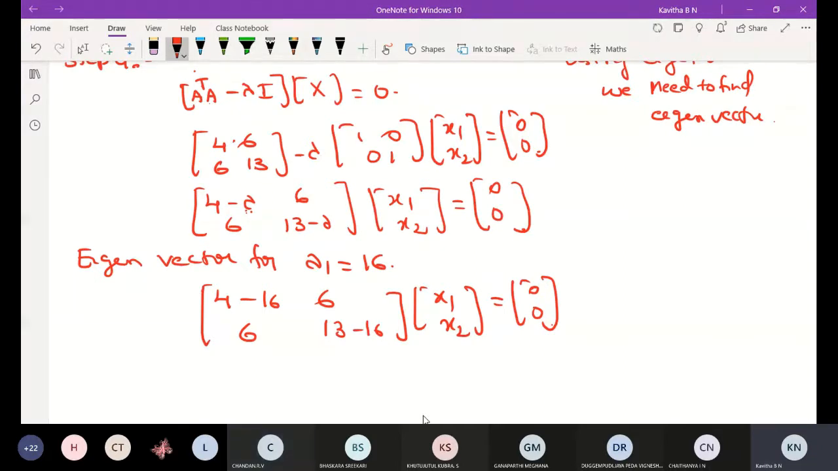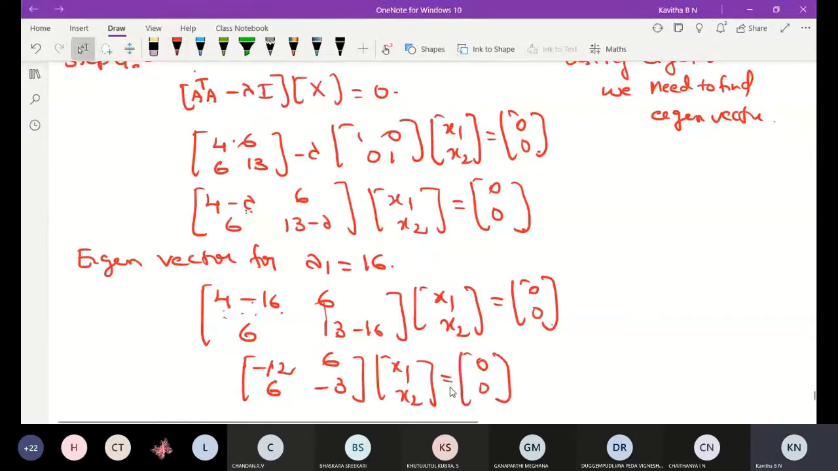Then in place of lambda, simplify. What are we getting here? Minus 12. 4 minus 16 is minus 12, 6, 6, and 13 minus 16 is minus 3. Then x1 and x2 is equal to 0, 0.